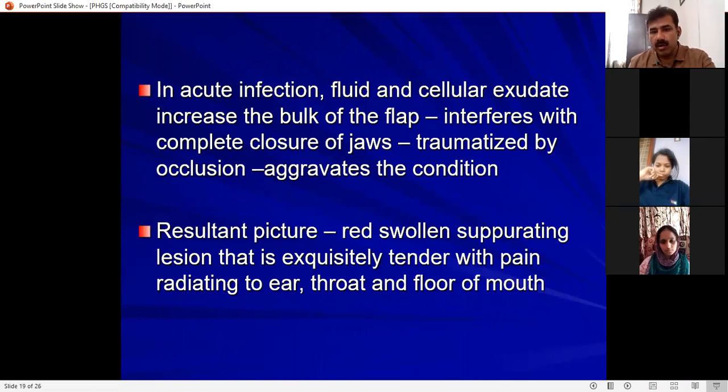Now, in acute infection, what happens is there is fluid and cellular exudate, which increases the bulk of the flap. And when the bulk of the flap increases, it interferes with the complete closure of the jaws. And it is traumatized by occlusion, which aggravates the condition.